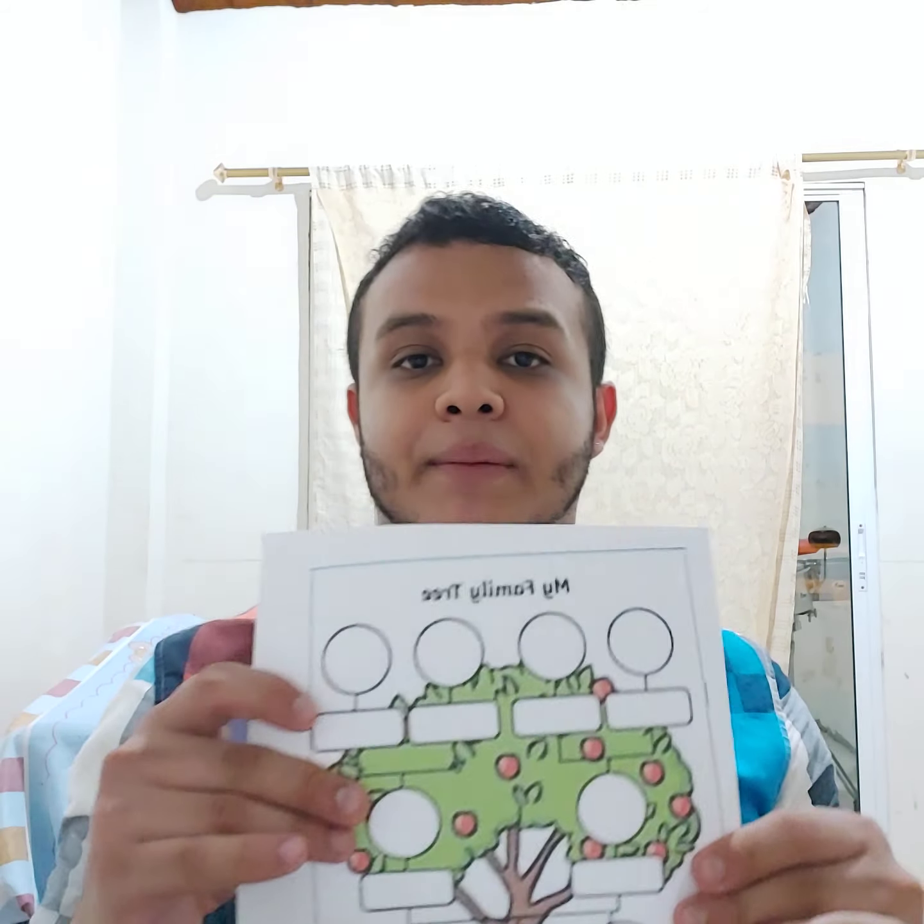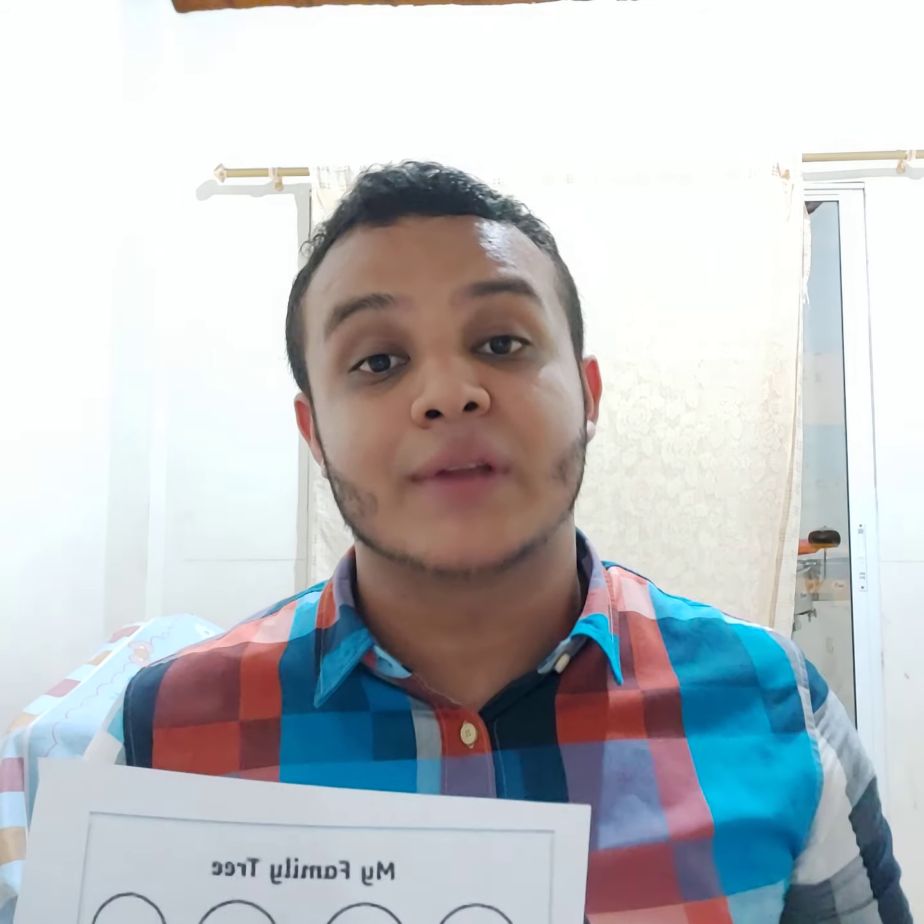The next activity, we're going to make some groups, three people in each group, right? So student A is going to show their family tree. Student B will ask student C a question using do, does, have, or has.